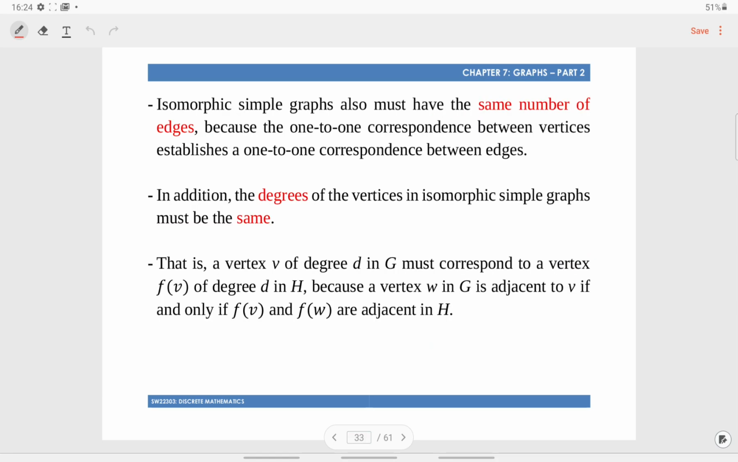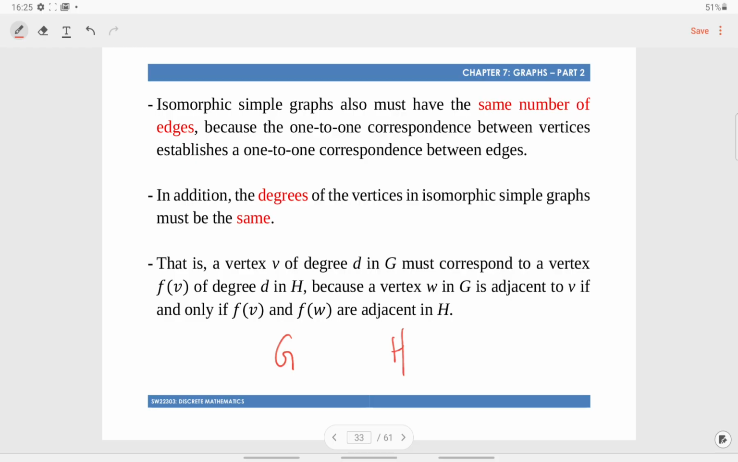Isomorphic simple graphs also must have the same number of edges. So other than the same number of vertices, in order to be isomorphic, the graphs also must have the same number of edges. If the given graphs G and H have different numbers of edges, you can immediately conclude that the given graphs are non-isomorphic, because the one-to-one correspondence between vertices establishes a one-to-one correspondence between edges.